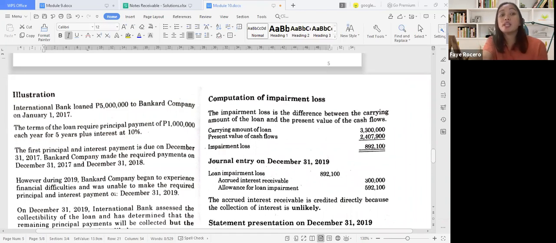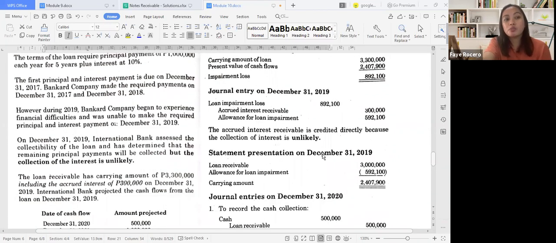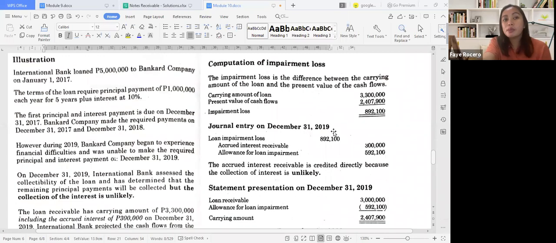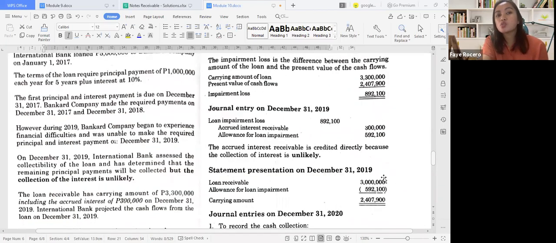How are we going to present it in the financial statements? Of course, the loan receivable, we can collect it, 3 million. But we have an allowance for loan impairment, 592,100. So the carrying amount of the loan is 2,407,900.